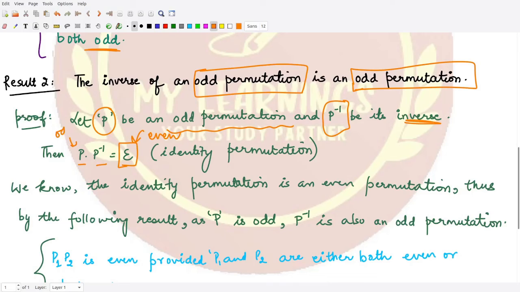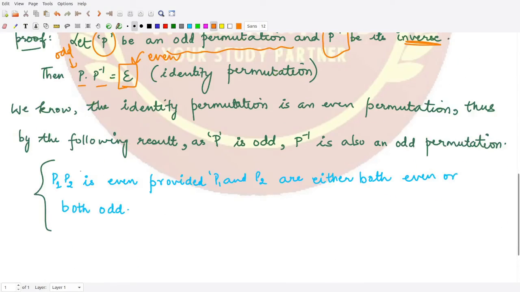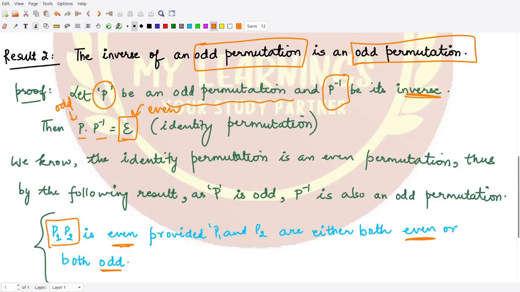This P is given to be odd. By the result that we already know, the product, which is the identity permutation, is even when either both of them are even or both of them are odd. So in our case this product is even, and P is given to be odd, which means P inverse has to be odd in order to satisfy this. Odd times odd gives us even, or alternatively even times even gives us again even. So this is the result. In our case P is given to be odd, therefore P inverse has to be an odd permutation.